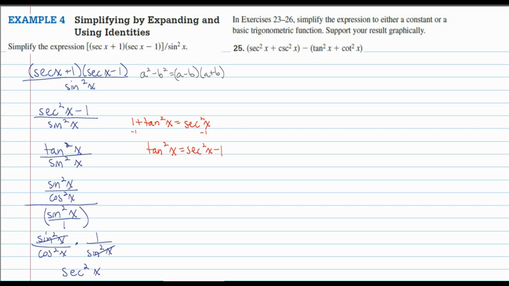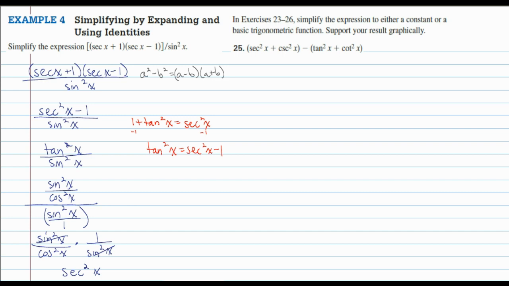Now try problem number 25. It says simplify the expression to either a constant, so a number, or a basic trig function, so sine, cosine, tangent, secant, cosecant, cotangent. Support your result graphically. So let's see here, 25.